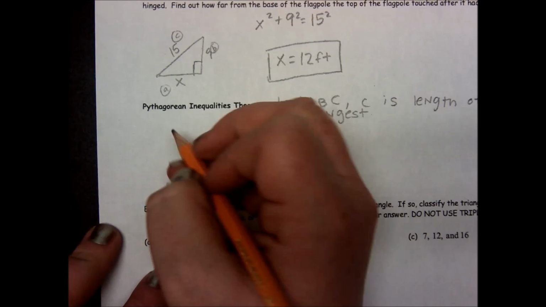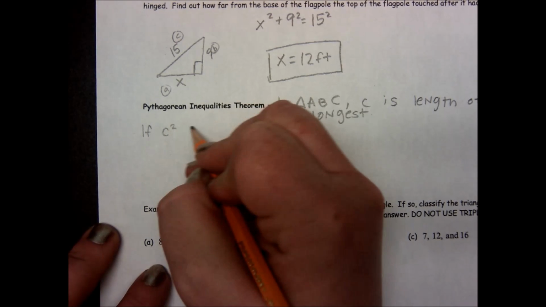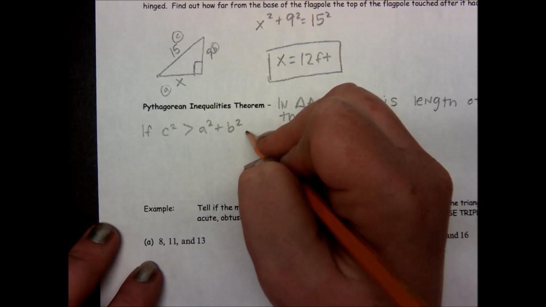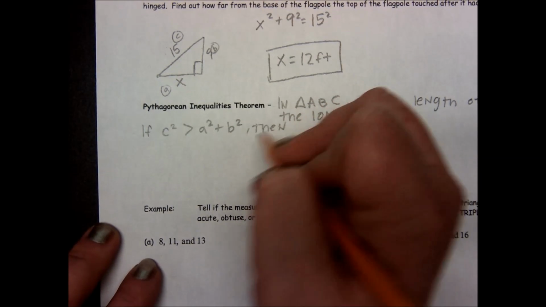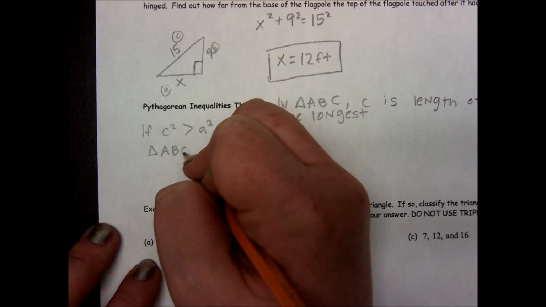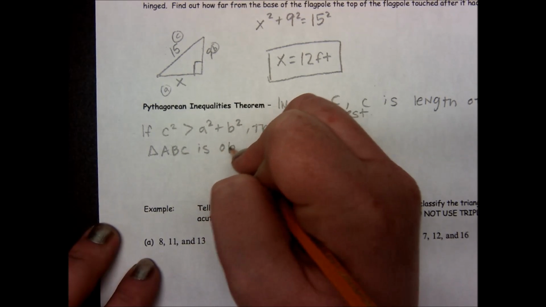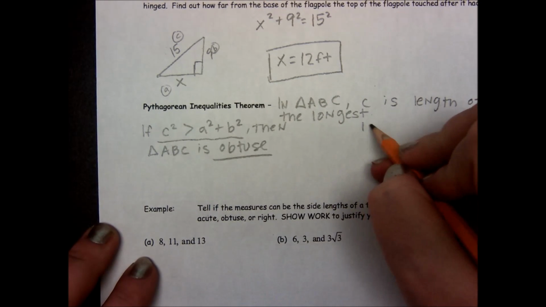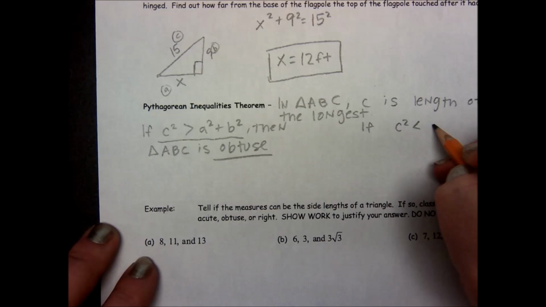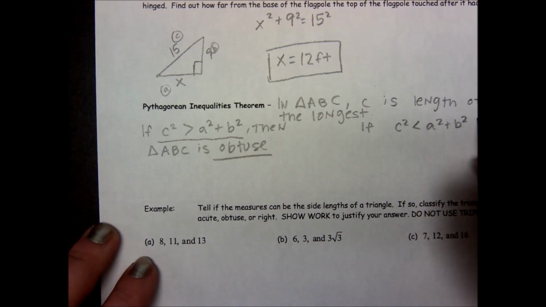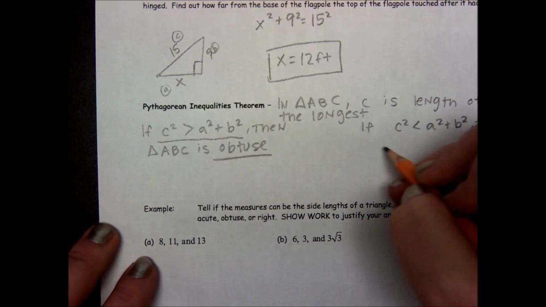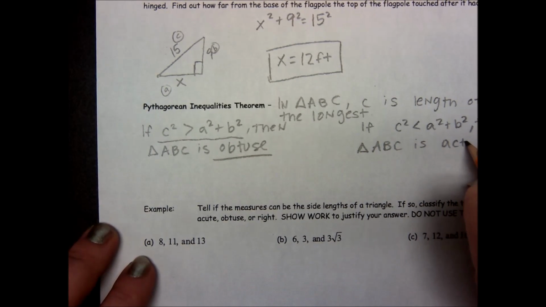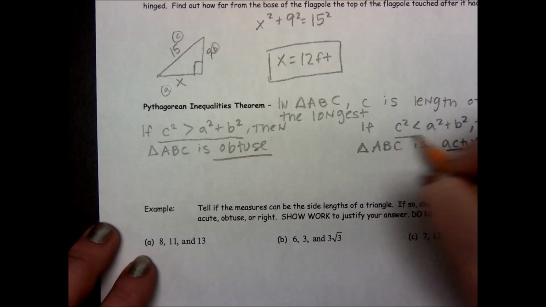We can have if c squared is greater than a squared plus b squared, then triangle ABC is obtuse. If c squared is less than a squared plus b squared, then triangle ABC is acute. So let's do a couple of examples like this.